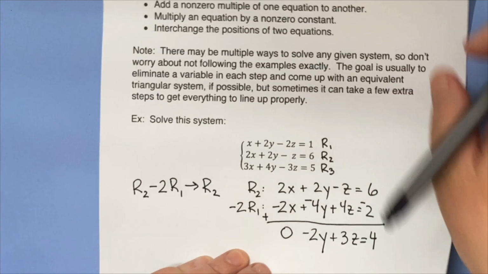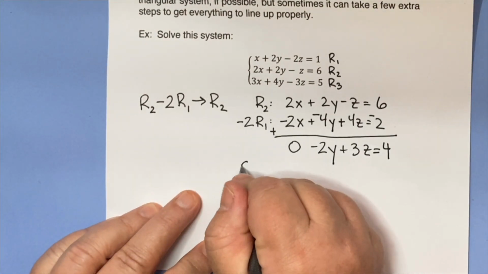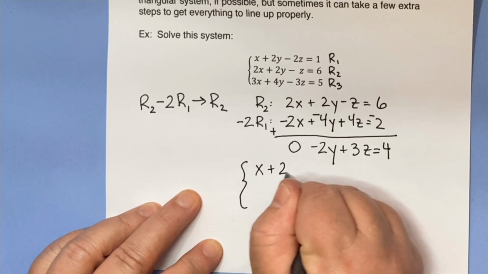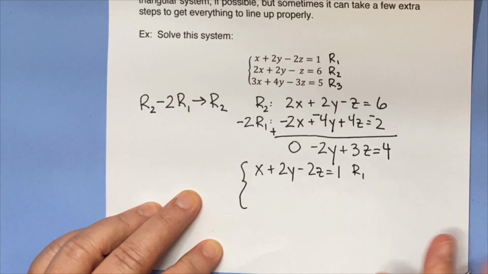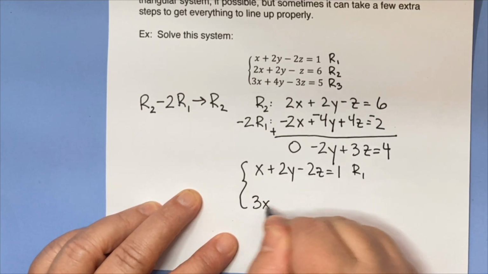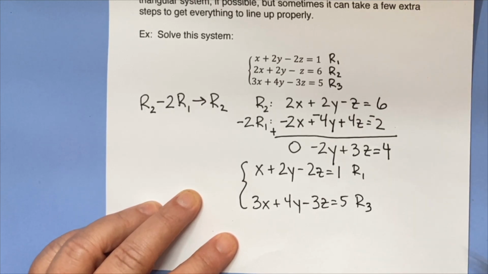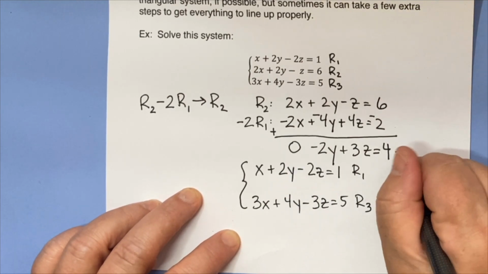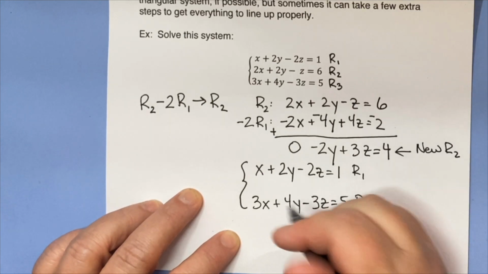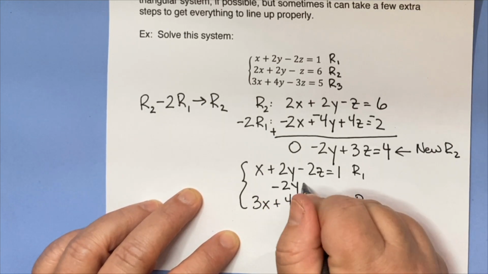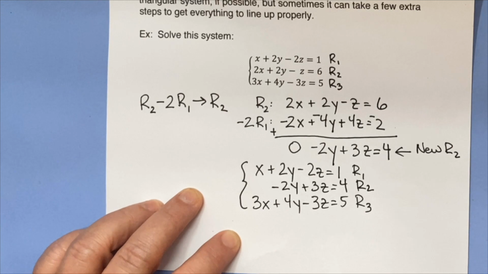Then I'm going to rewrite the system. The system is now x plus 2y minus 2z equals 1. That's row 1, the same row 1. Row 1 did not change. 3x plus 4y minus 3z equals 5. That's row 3. And then my new row 2 is going to go right here: -2y plus 3z equals 4. That's my new row 2.